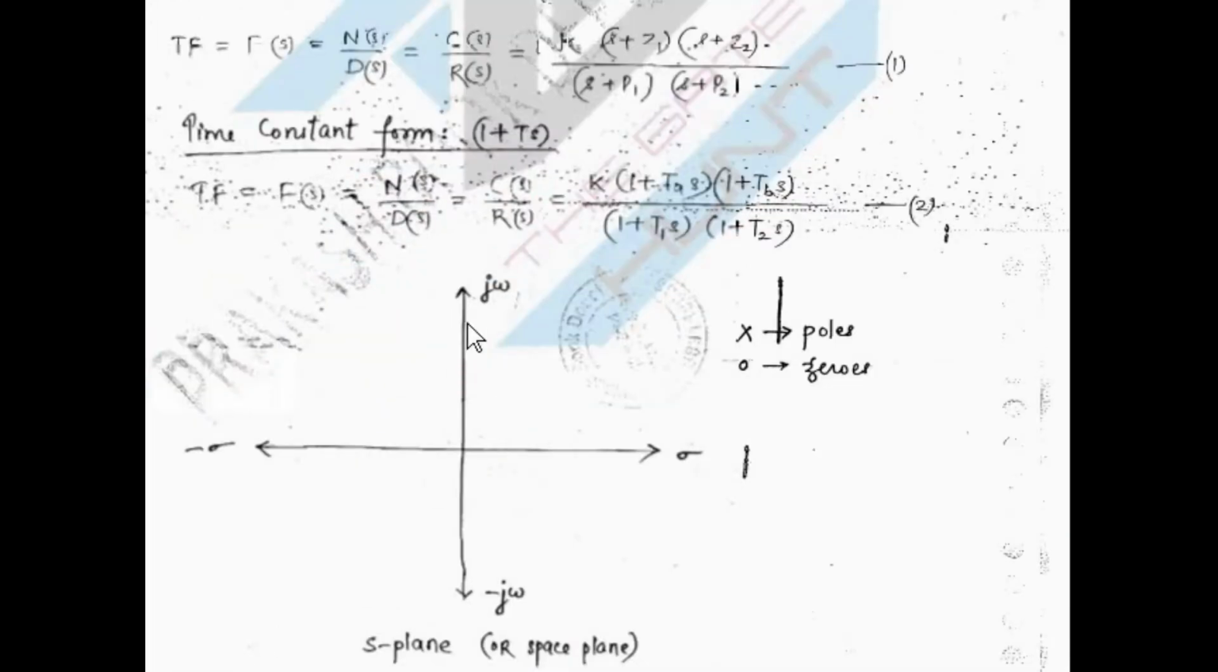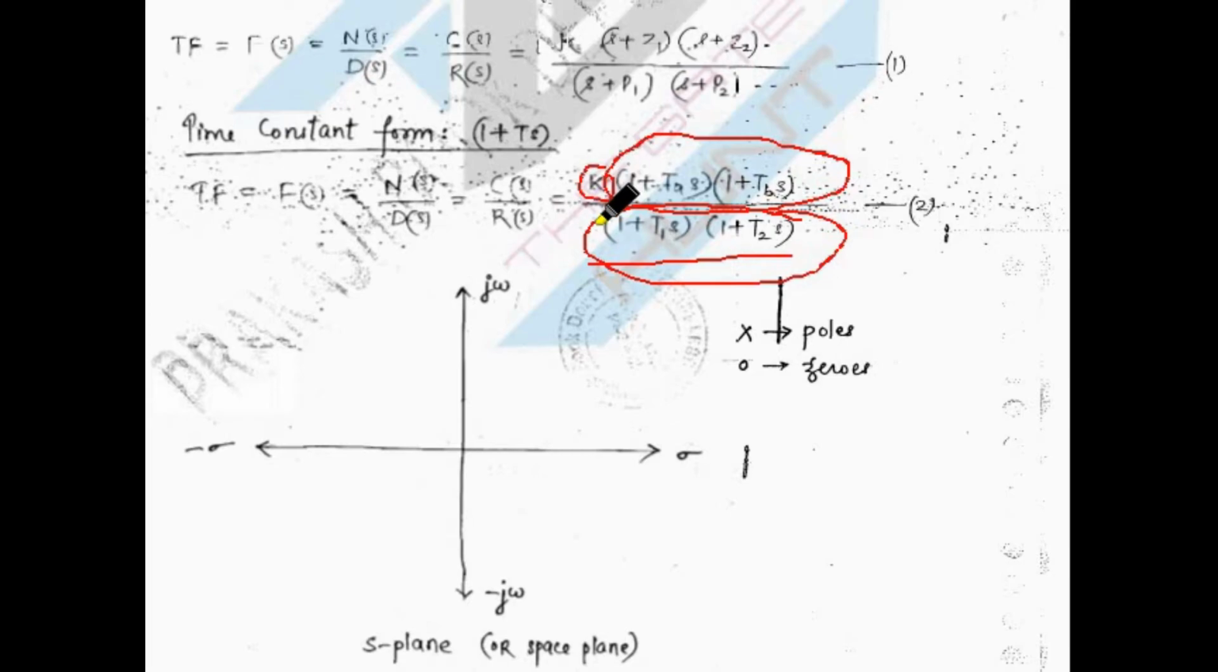Now we'll see the basic form of a transfer function. That is, C(s) divided by R(s) is equal to K times (S plus Z1) times (S plus Z2) divided by (1 plus T1 S) times (1 plus T2 S). These are the zeros of the transfer function, these are the poles, and this is the gain of the transfer function.